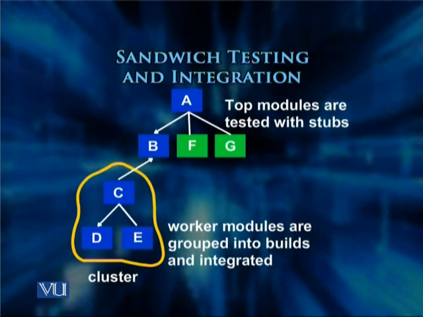The third approach is sandwich testing and integration. Here both of the top-down and bottom-up integration approaches are combined. Worker modules are grouped into builds and integrated, while top modules are tested with the help of stubs. So instead of going from top to bottom or bottom to top, we go from top to bottom and from bottom to top, and we meet in the middle.